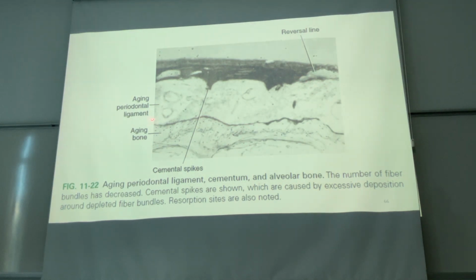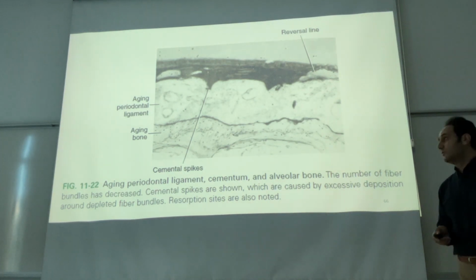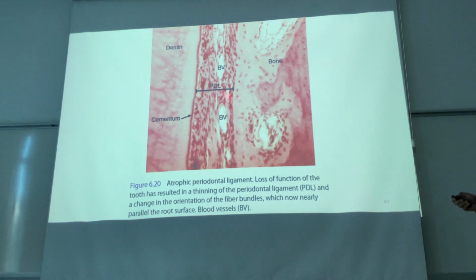And here you can see the aging bone. And the aged bone goes toward osteoporosis. Again, you can see a thin periodontal ligament in this part. Here is our bone and here is our tooth. What can you see here? In this part, we can see a different thing. Look at the periodontal ligament.